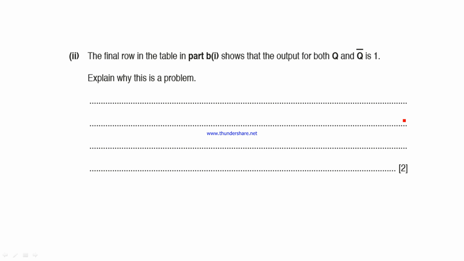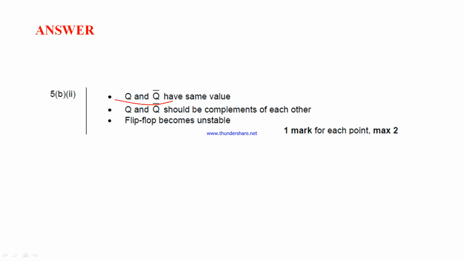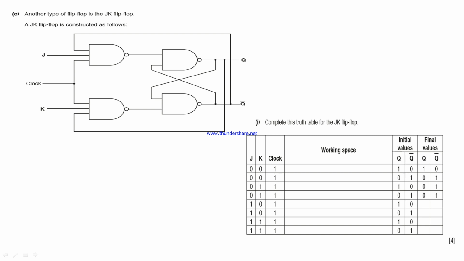Next question is: the final row shows a problem. Q and Q dash is 1. Yes, explain this problem. What is this problem? Q and Q dash cannot be the same. They are complement. So let's look at the answer. Yes, Q and Q dash have the same value, 1, 1. How come Q and Q dash have the same value? It should not be, because they are complement for each other. So this SR flip-flop is unstable at this state. There is one state which is unstable. So later on I'll show you how we develop the JK flip-flop to overcome this unstable problem. Next, let's look at another question.